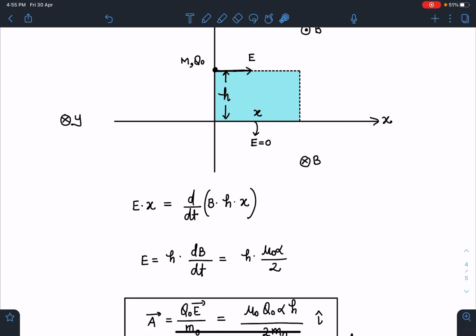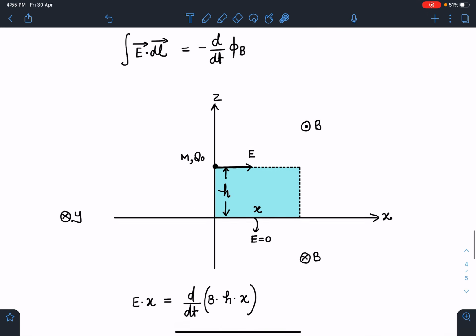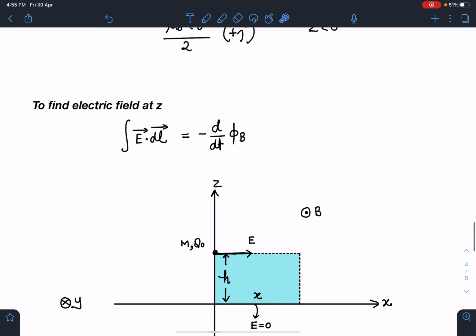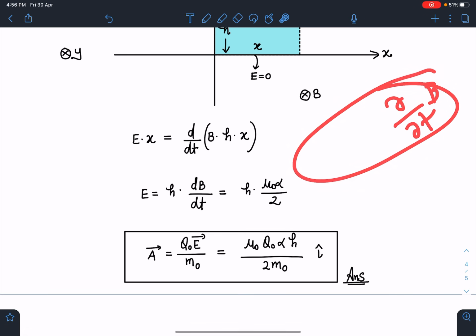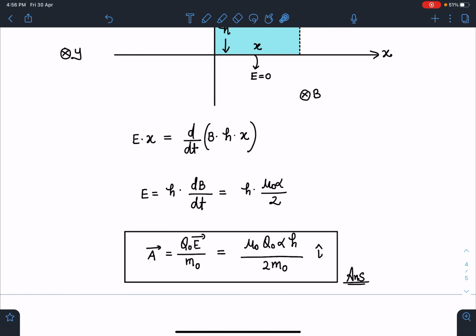So this will be h dB by dt, and we can substitute the value from here, that is mu naught alpha by 2. If I substitute this value, I get E as h mu naught alpha by 2, and the acceleration A will be q E naught by m naught, that is equal to mu naught q naught alpha h by 2 m naught. This is going to be the final answer, guys. And by the way, for this particular field you can use del cross E, and that should give us, magnitude wise, del by dt of B, which will be satisfied here. So that means our answer is correct.